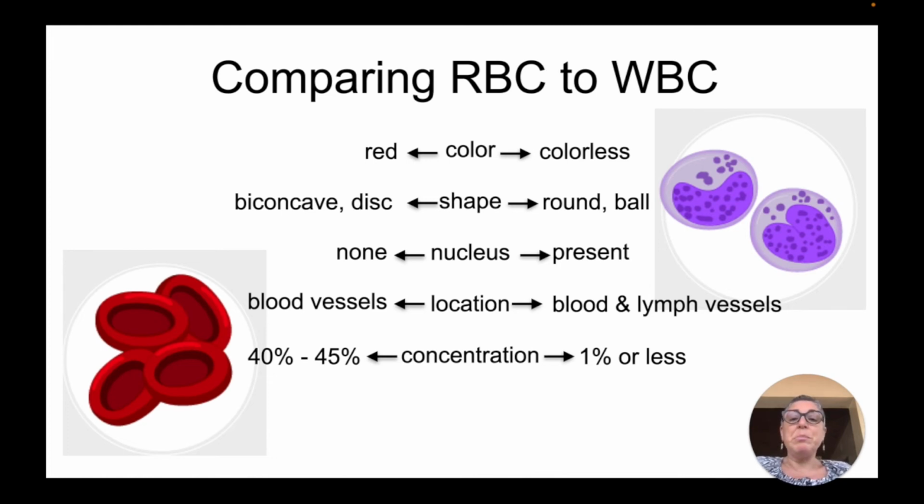For the location, a red blood cell is only found inside blood vessels, and white blood cells are found in blood vessels and lymph vessels, which we'll get to a little bit later in the syllabus. As far as concentration, about 40 to 45% of the entire component of blood should be red blood cells. If it gets too low, that can create a situation where someone becomes anemic. And white blood cells are about 1% or less. Now that percentage can increase when someone is sick or is immunocompromised. That white blood cell percentage can get higher.